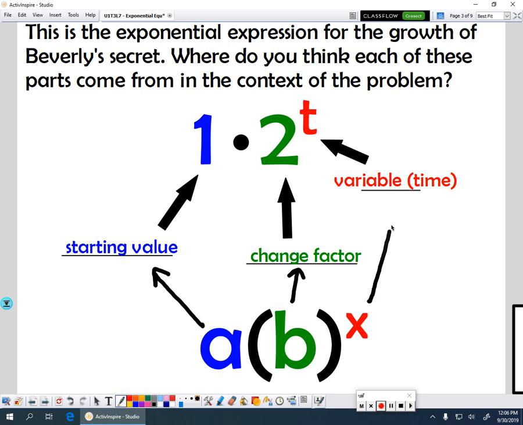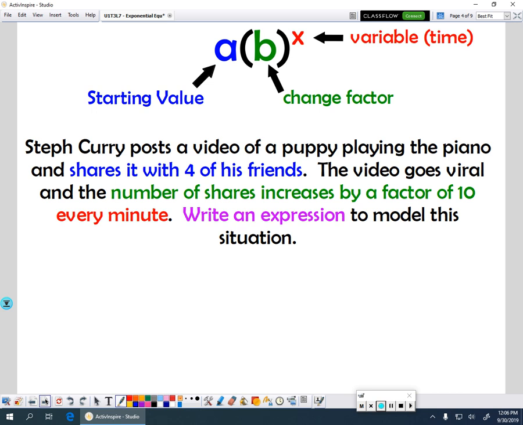And as I said, our variable is going to stay a variable in these situations because we don't know how much time has passed. If you can look at a word problem and identify your start value and your change factor, you can write these expressions. So let's look at 2 different word problems. Steph Curry posts a video of a puppy playing the piano, and he shares it with 4 friends. The video goes viral, and the number of shares increases by a factor of 10 every minute. Write an expression to model this situation.